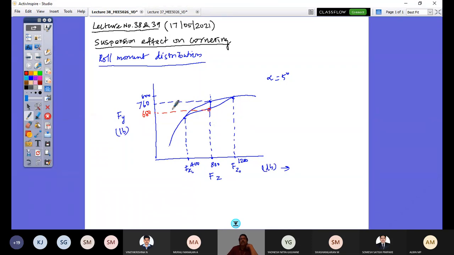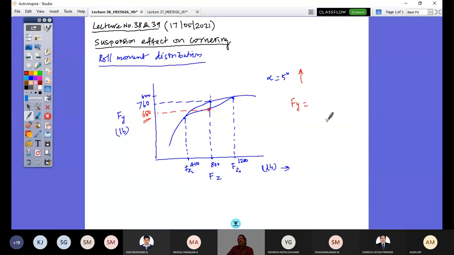So instead of considering a constant value, taking this average, which would have only a lesser value than what is required, if I have to account for this nonlinear effect, it is always considered that this Fy is expressed in terms of Fz. So it will be, say, some A times Fz minus B times Fz squared, like that. So the variation is considered in a simple polynomial way, in this fashion.